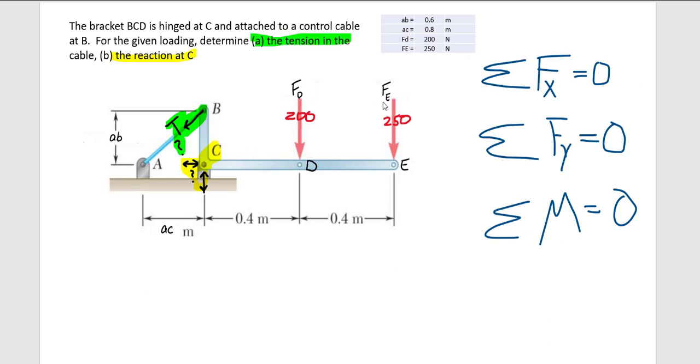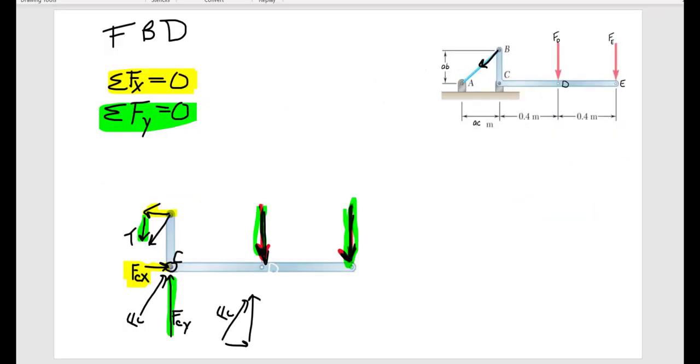If I know D and E, can I figure out what's the tension in the cable? Can I figure out the reaction at C? If I think about the equations that I have to solve for something, as well as the number of unknowns that I have, what do I not know in this system, and what do I know?